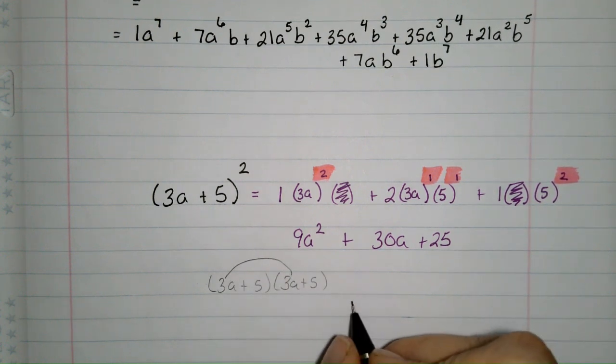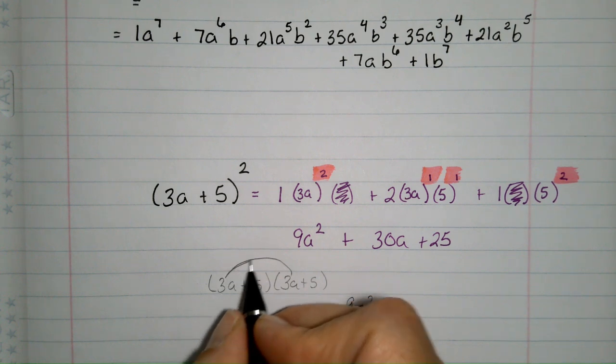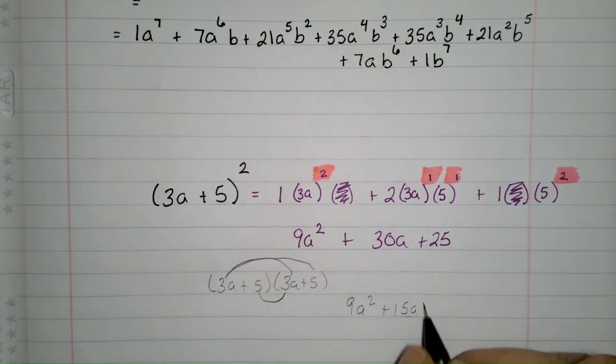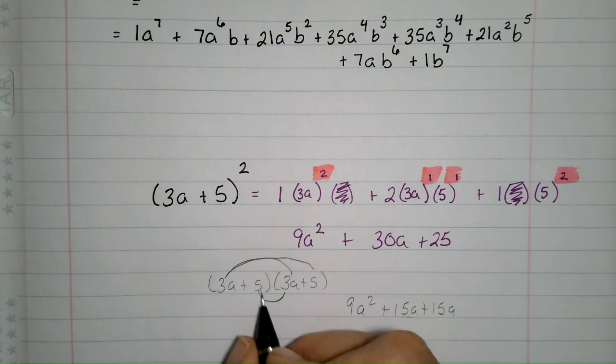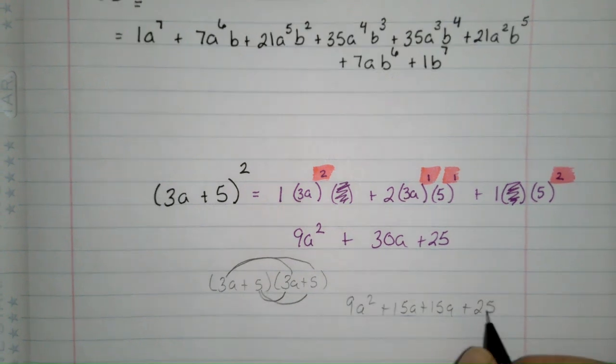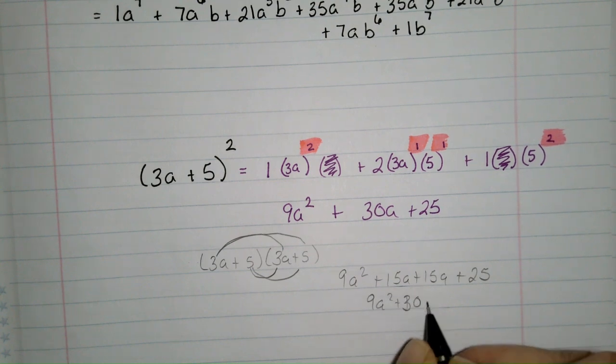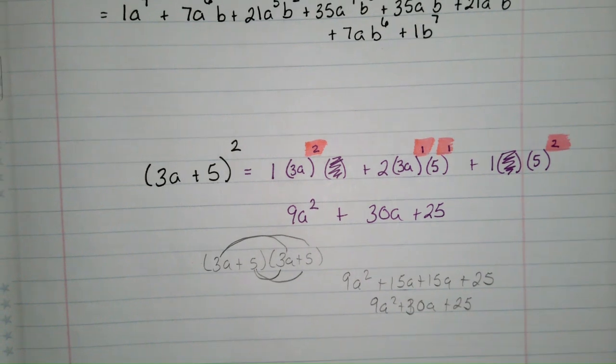3a times 3a is 9a squared. 3a times 5. 5 times 3a. 5 times 5. I got the same thing. So why not FOIL it out?